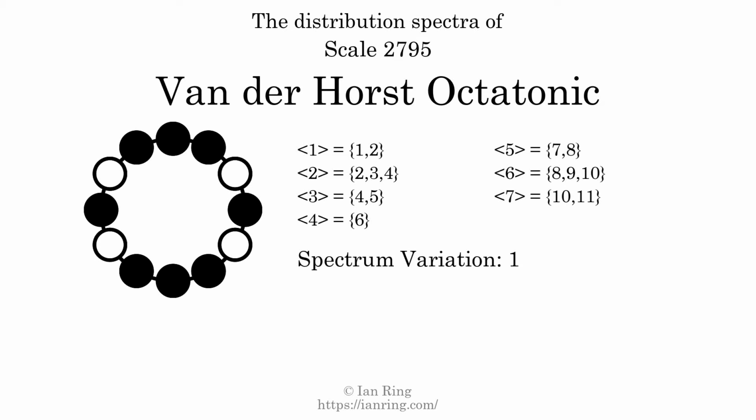The spectrum variation is the sum of all the widths divided by the number of tones. The spectrum variation of this scale is 1.